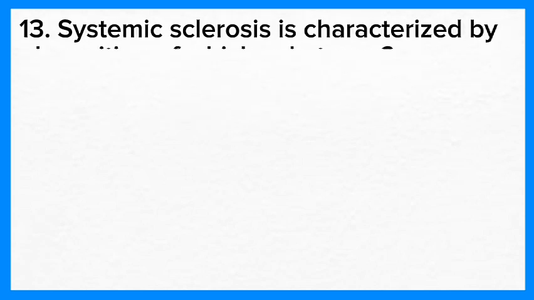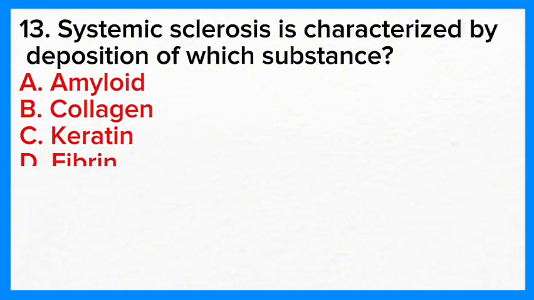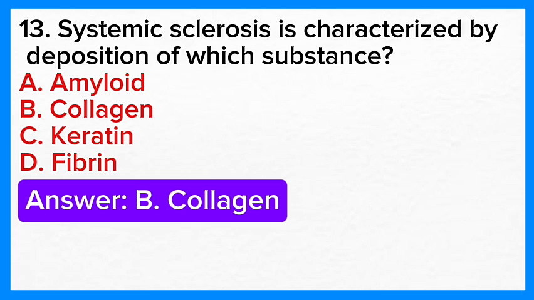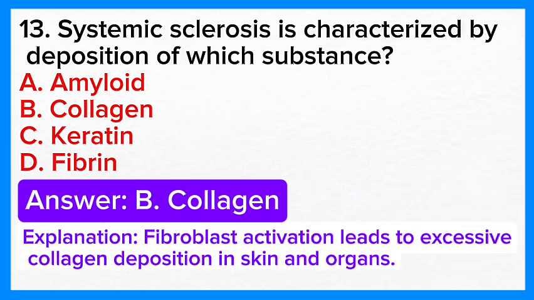13. Systemic sclerosis is characterized by deposition of which substance? A. Amyloid, B. Collagen, C. Keratin, D. Fibrin. Answer: B. Collagen. Explanation: fibroblast activation leads to excessive collagen deposition in skin and organs.